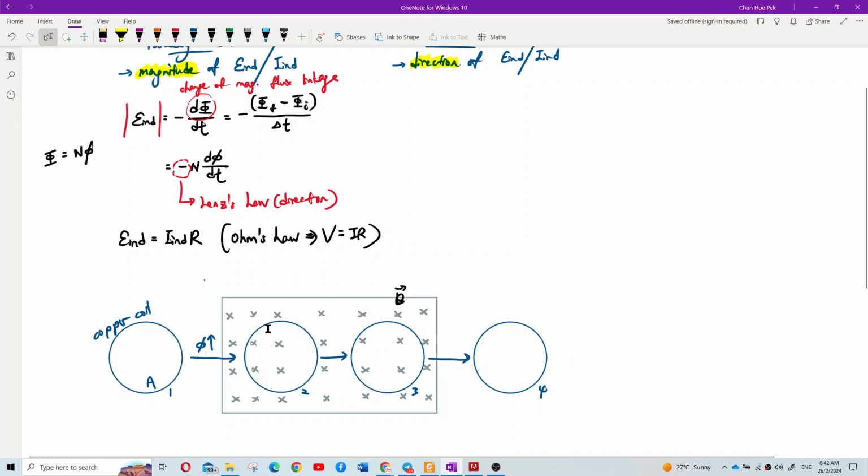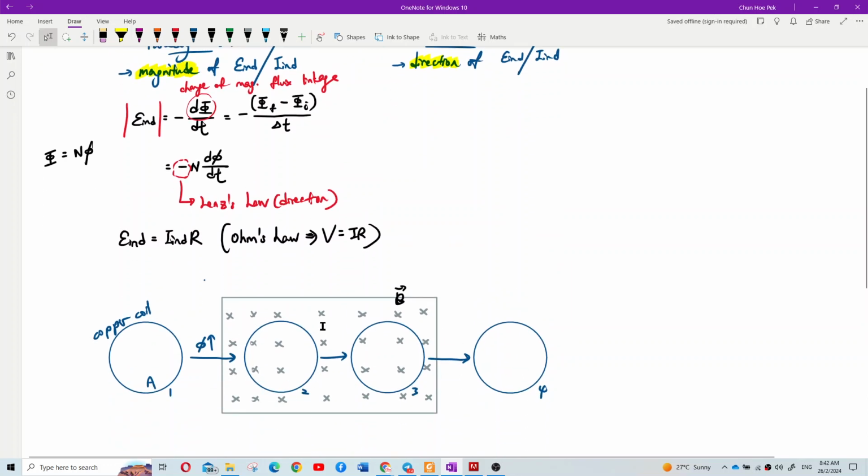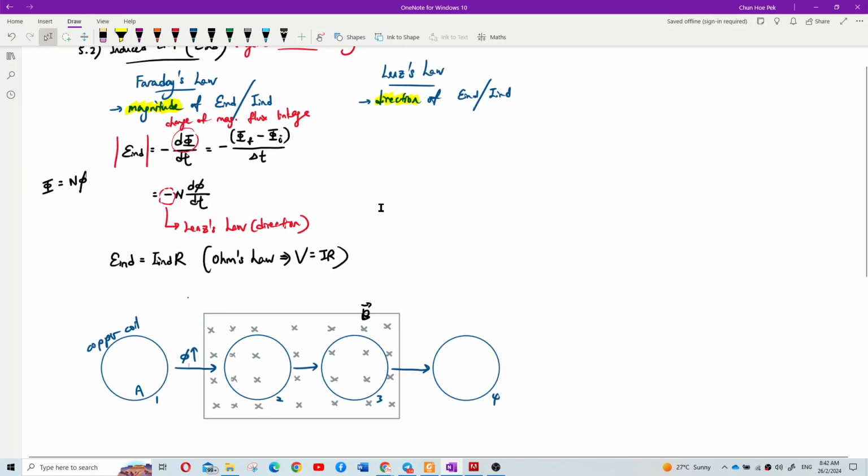It will generate electric. But in what direction? The current will flow clockwise or anti-clockwise? That one we have to ask Lenz law. By the way, I already know the answer of the direction. So, let me look at it again. This one is increase, so I have to decrease. So, opposite direction. That means current will move anti-clockwise. Why is it not clockwise?